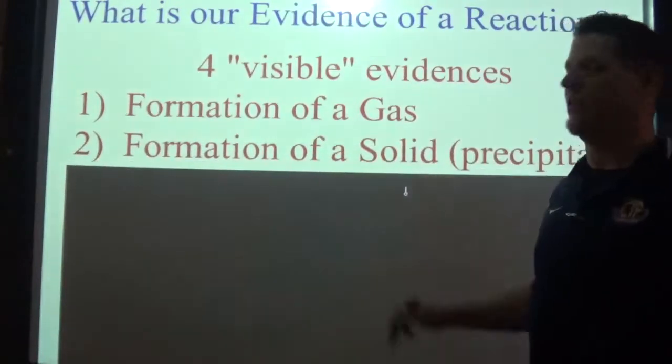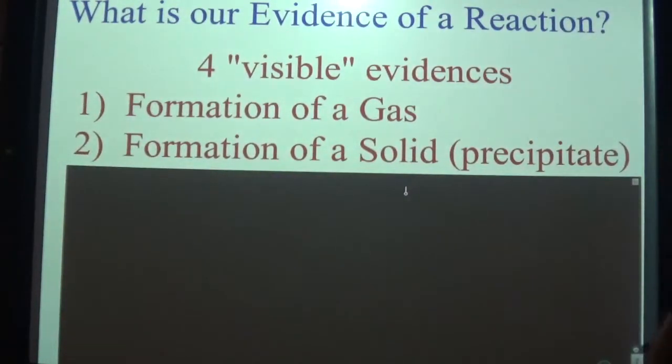The second visible evidence is when a solid forms, or a precipitate. A long time ago we did a couple of reactions where you mixed 2 clear solutions together and it got cloudy. Or you mixed a solution and you saw these little solid particles building at the bottom of the container. The formation of a solid is called a precipitation reaction, and that solid forming is based on some rules that we're going to have to learn later on.